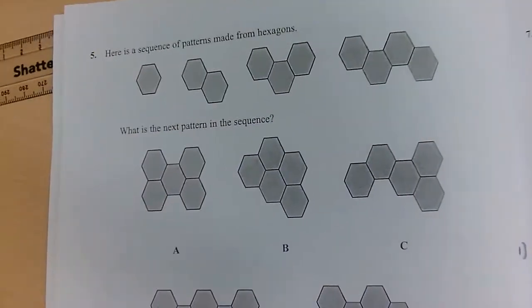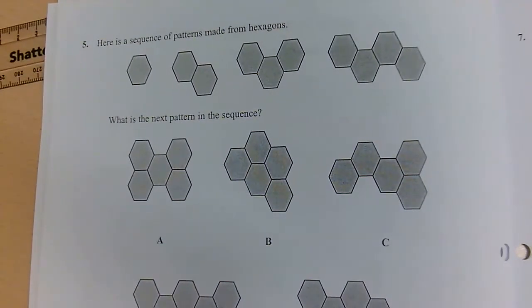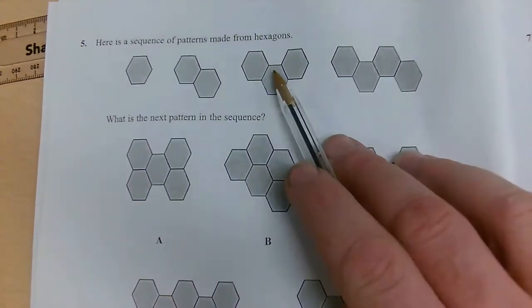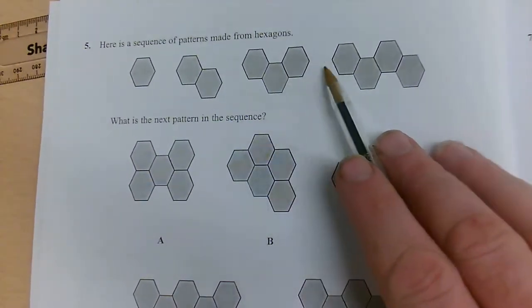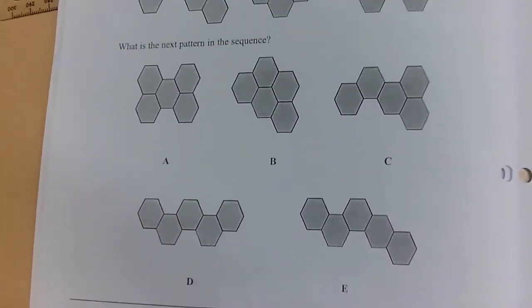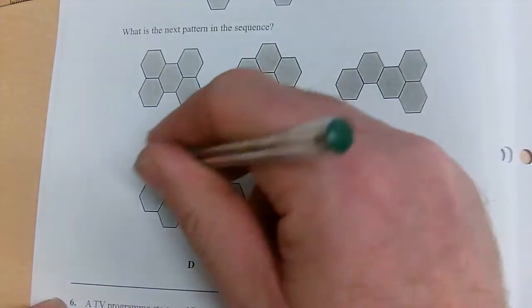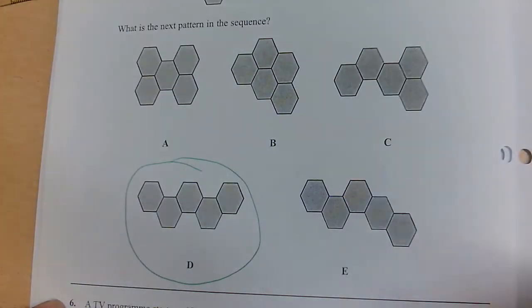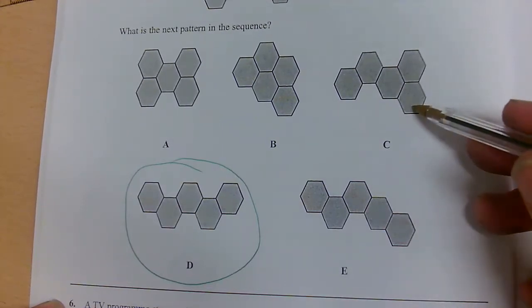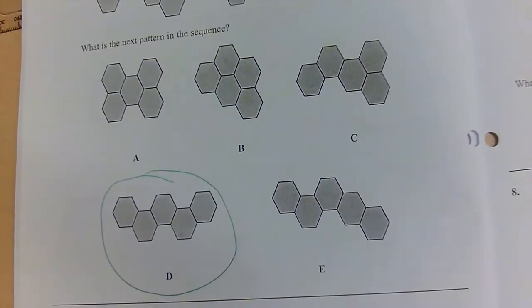Question 5, got to work out what the next pattern is in the sequence. So if we have a look, we're adding on a hexagon every time. And if we look, the pattern clearly is going in a line. So when I look down, it's got to be D. That one carries on going downwards instead of going up. That one adds it on, but in the wrong place.